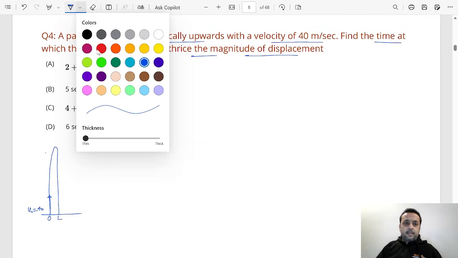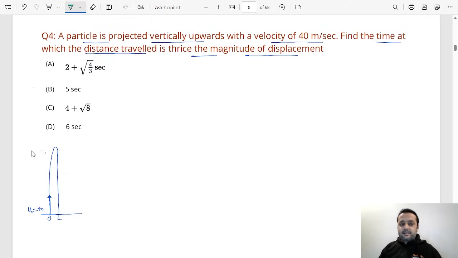Now look, the idea here is that first let us find the height up till which the particle will go. So you can very well understand that this h is nothing but u square by 2g. That means 40 into 40 upon 2 into gravity, we can take 10. That means this becomes 80 meters. So basically the particle will reach up till a height of 80 meters.